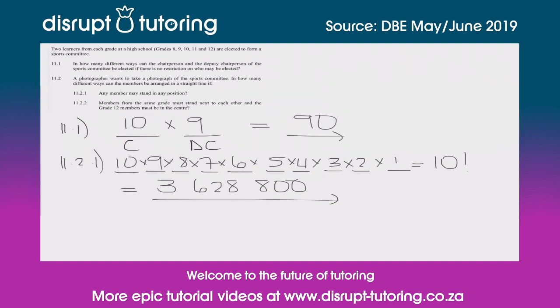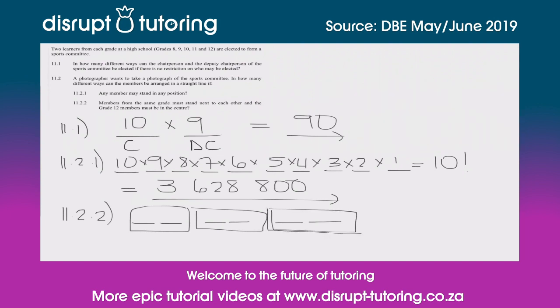All right, and then finally, 11.2.2, they've said to us, members from the same grade must stand next to each other, and the grade 12 members must be in the center. Okay, so we're going to have, that's one grade, that's another grade, that's going to be the center, so this one is fixed over here. Then we've got 2 more grades on the side, and we've got 2 people in there.